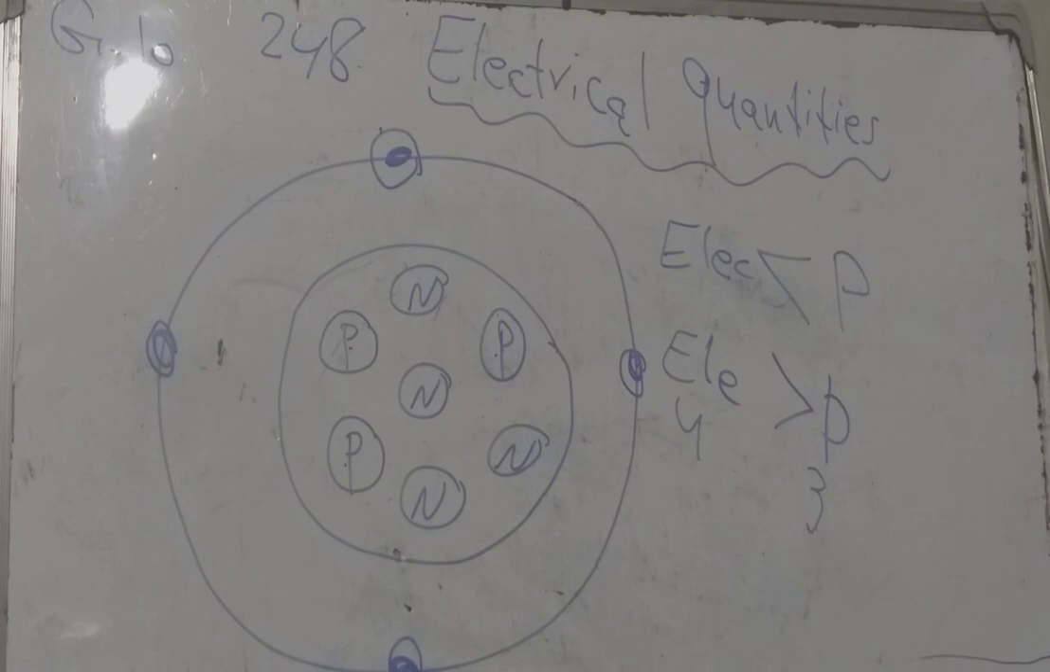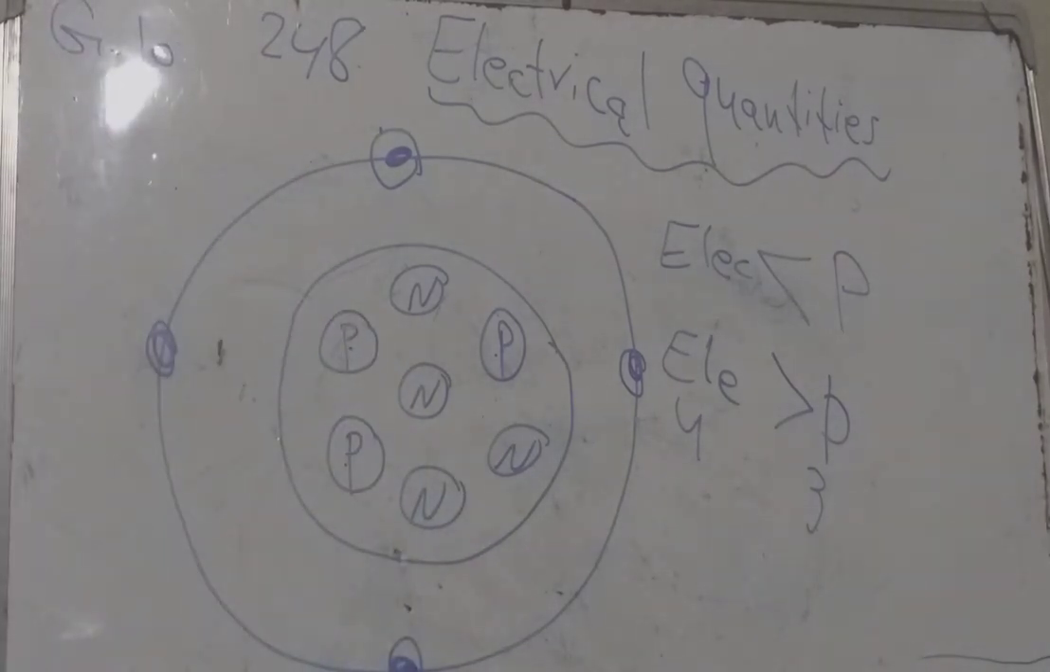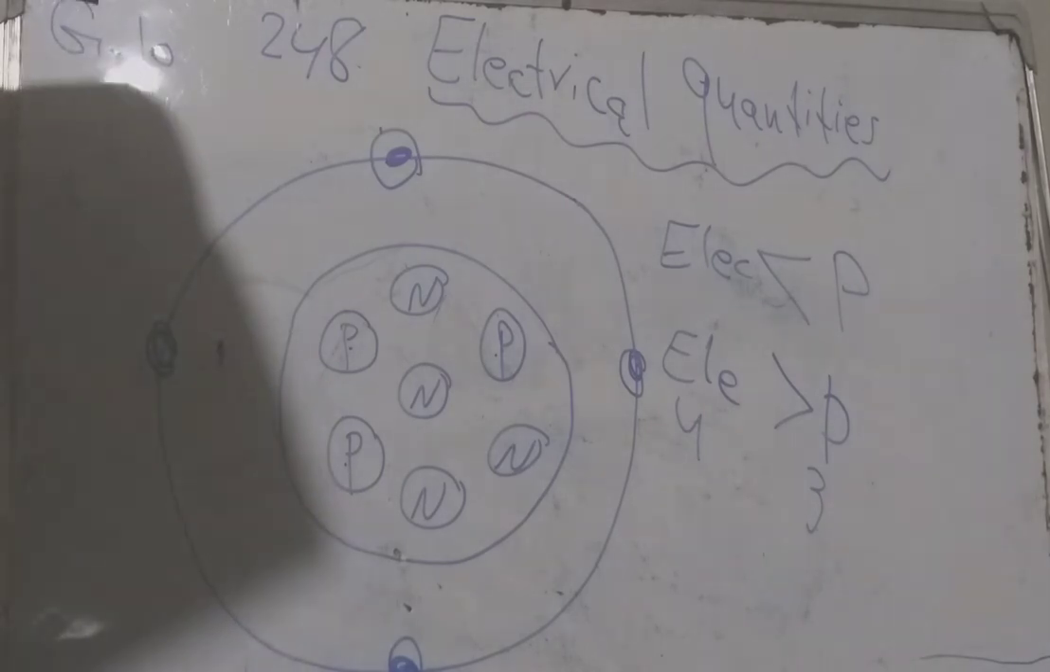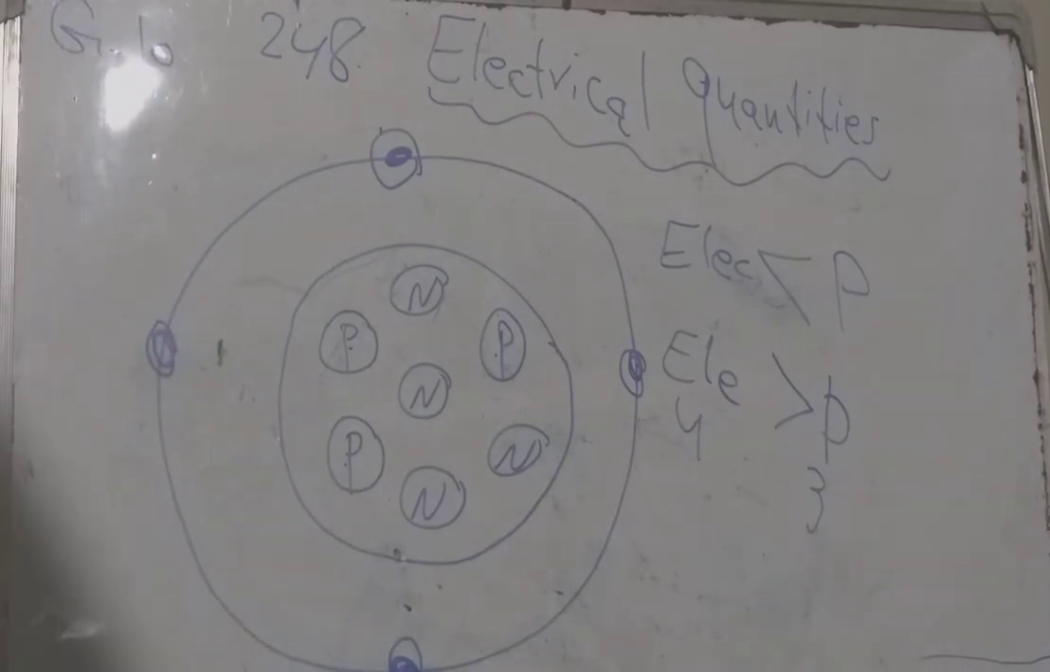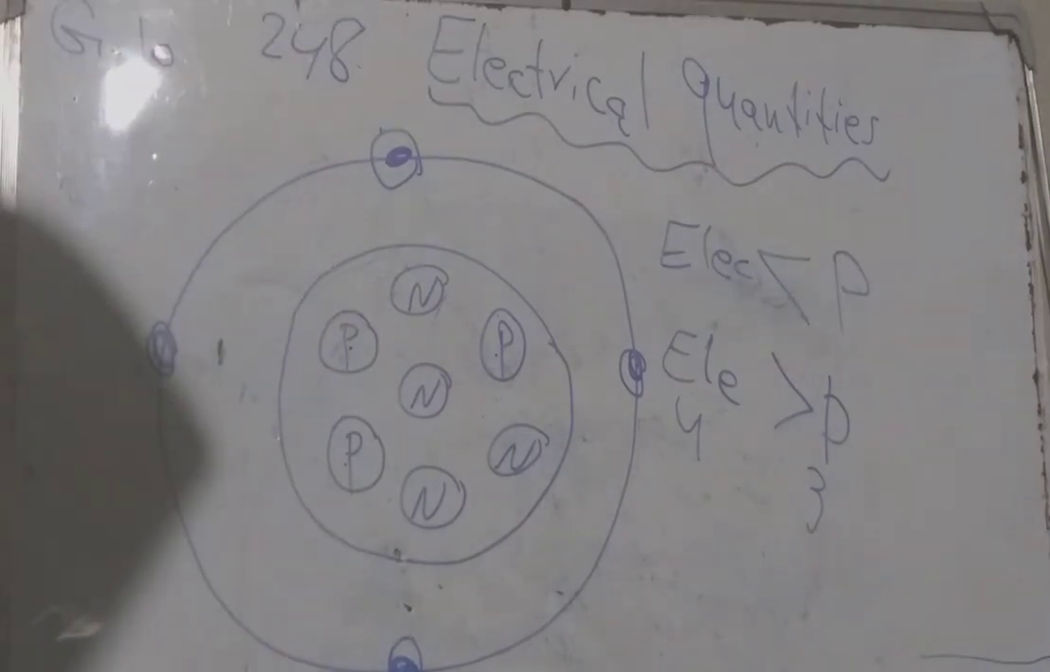So this is all about electrical quantity. Next class we will start with attraction and repulsion on page 250, and we will go through questions on the same page on this topic.